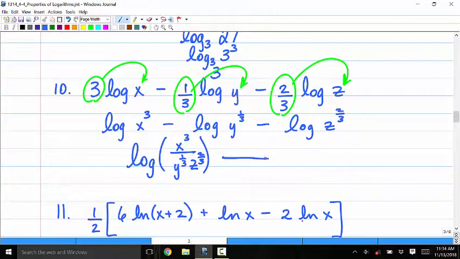I didn't leave enough room. I'm going to do this one more step. Log x cubed. Do you see that you have the 3 in the denominator and the exponent on both of them? I can write that as the cubed root of y times z squared.